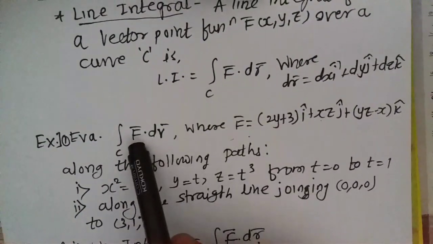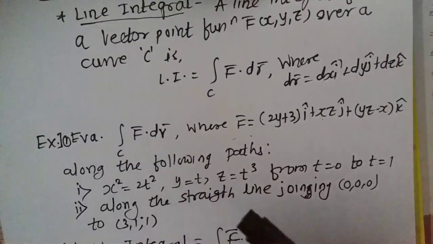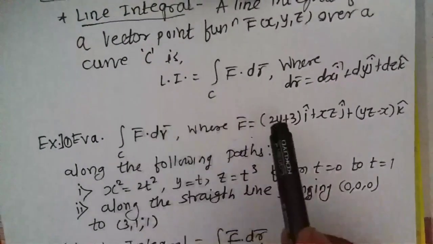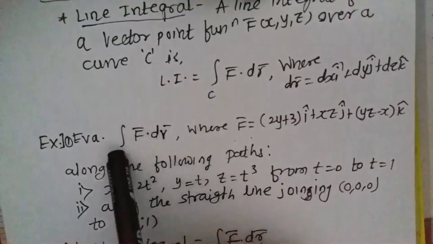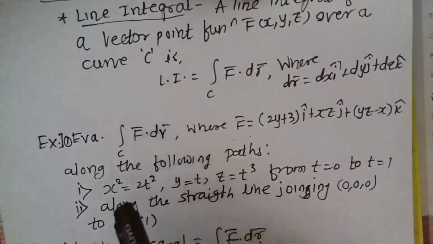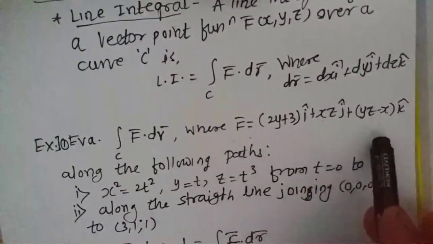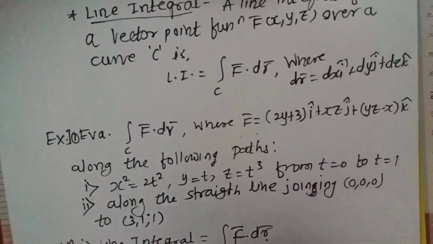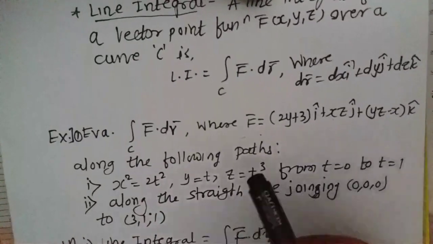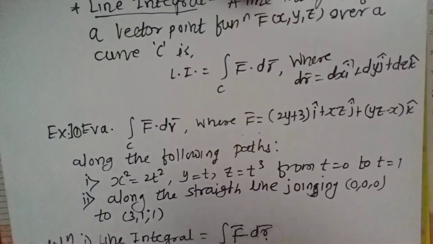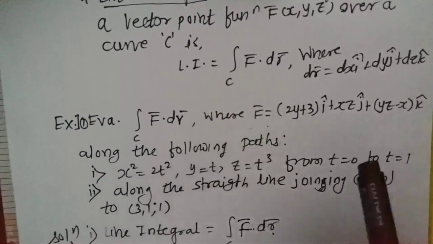The value of f bar dot dr bar will again be in terms of x, y, z, which we can't integrate, because for evaluating a single integral the entire quantity must appear in a single variable. For that purpose we need to convert all the x, y, z terms into a single variable, which we call a parameter, t or theta, any parameter you can use. So let us start the solution of the first case.